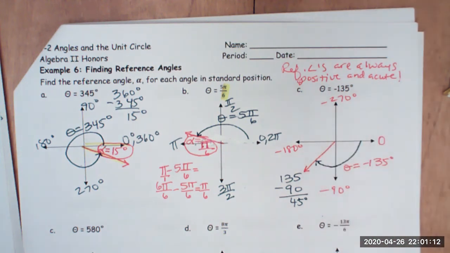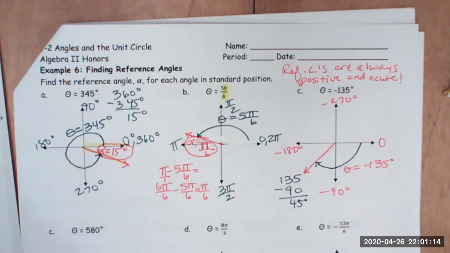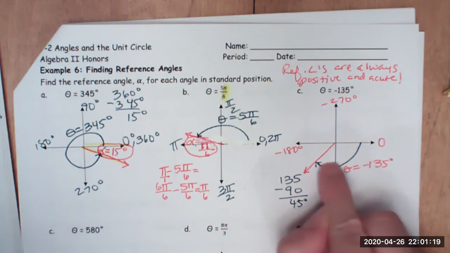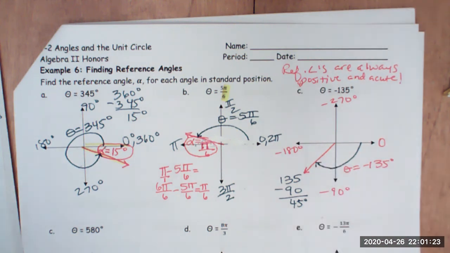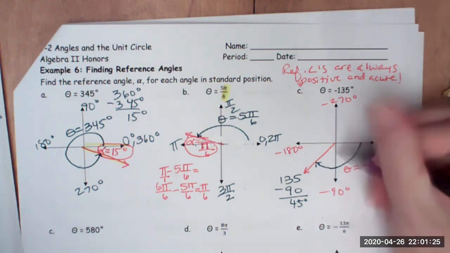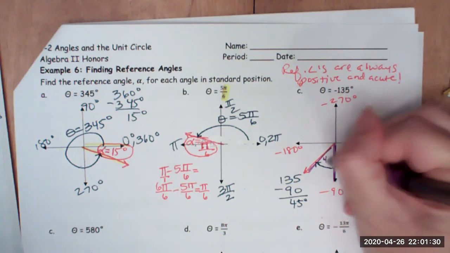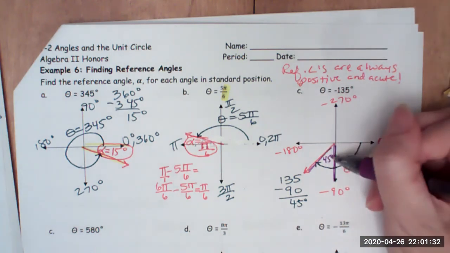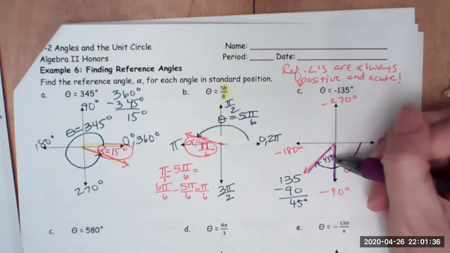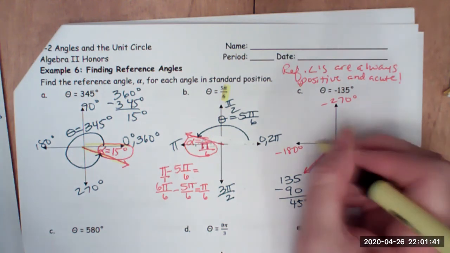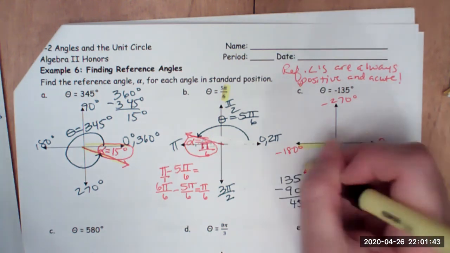But remember, you want to be really, really careful here. What we just did is figure out that this angle right here is 45 degrees, from here to here. But you want to be really careful. To be specific, that is not the reference angle. The reference angle is the angle formed by the terminal side of the angle and the x-axis.